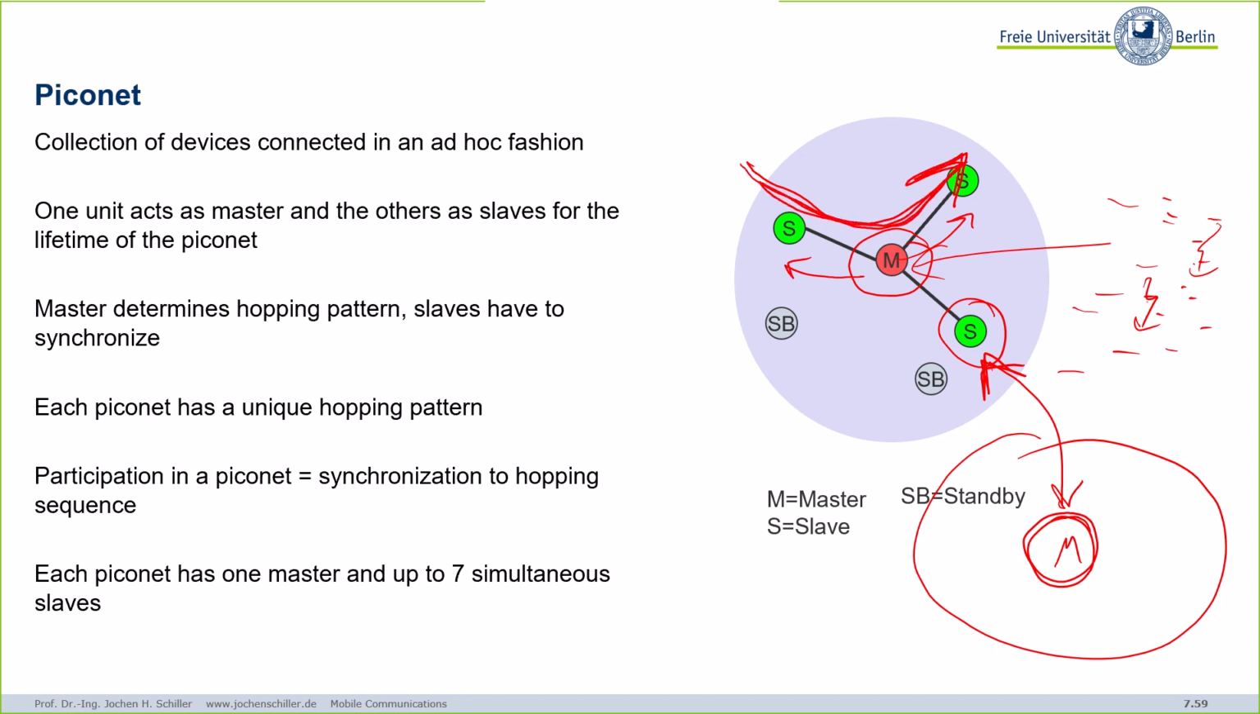So the master controls everything, and this is why you can guarantee quality of service, because you can control the whole data transmission as the master by controlling the single slots. That's the idea. You control the slots, then you know what's going on. As soon as you start a new hopping pattern, you create your own Piconet.